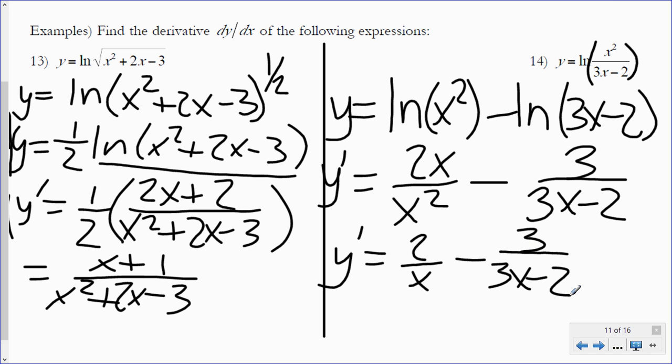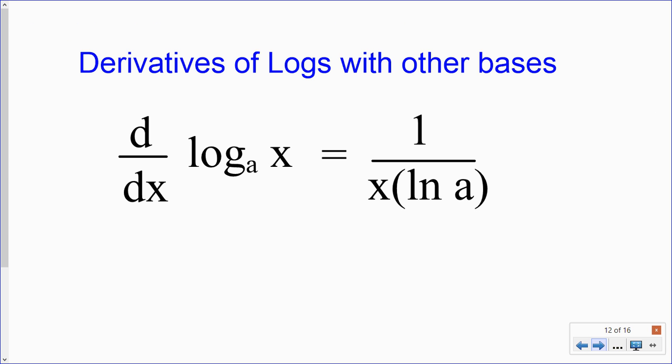Now, I'm just going to stop there just because the video is already a little long. But if we did go forward, we'd have to find a common denominator in order to subtract these fractions.